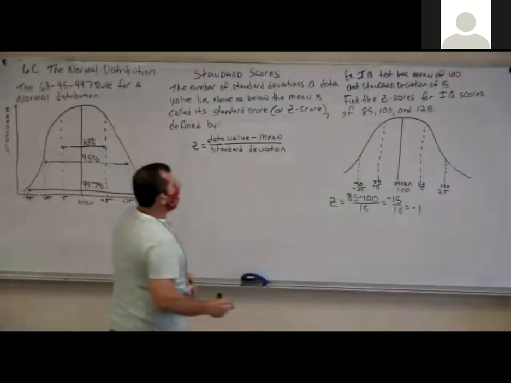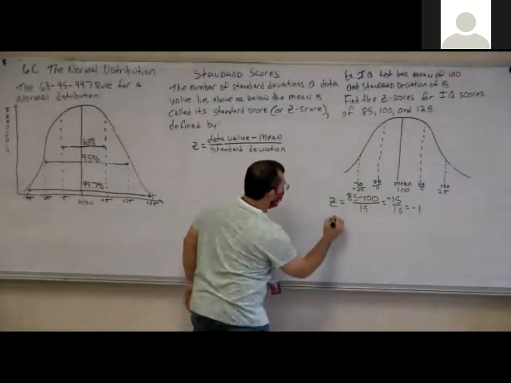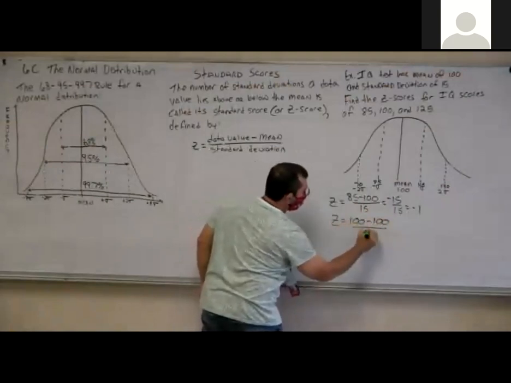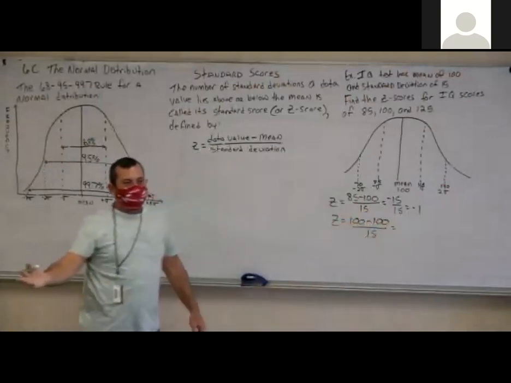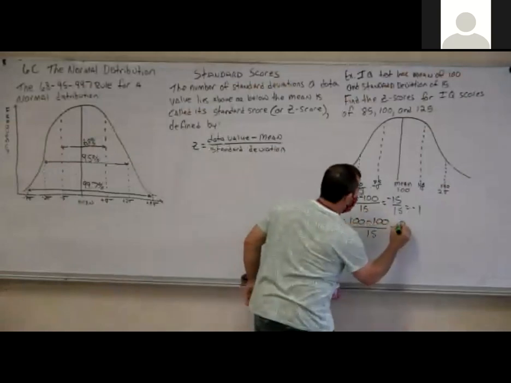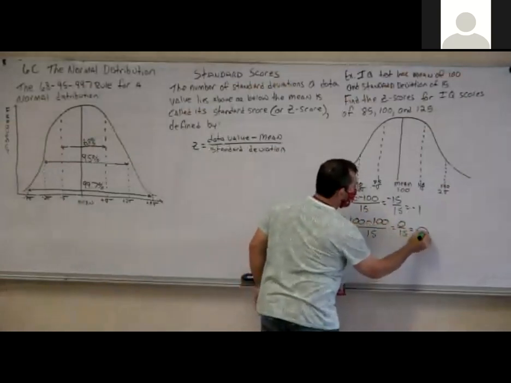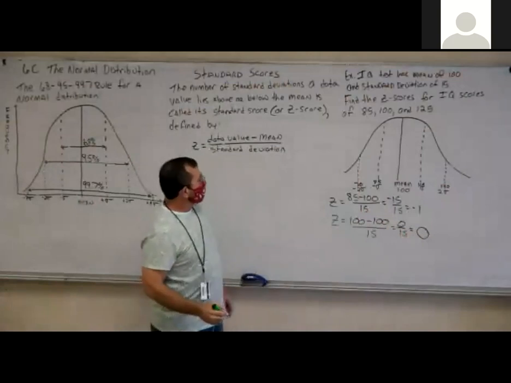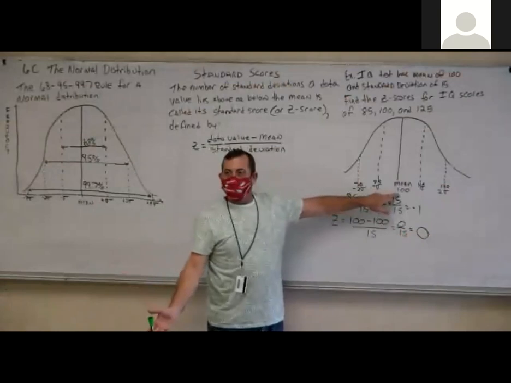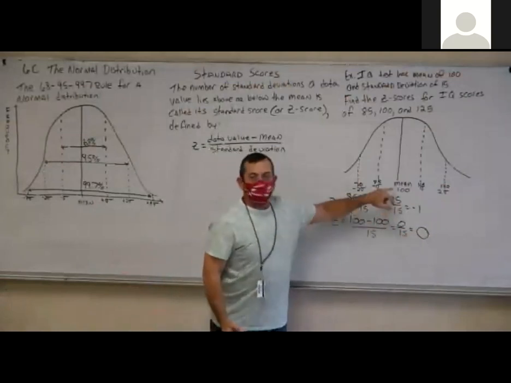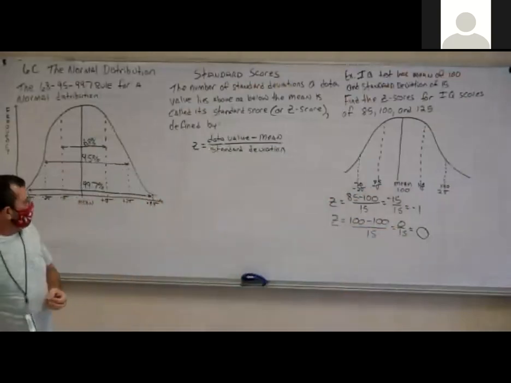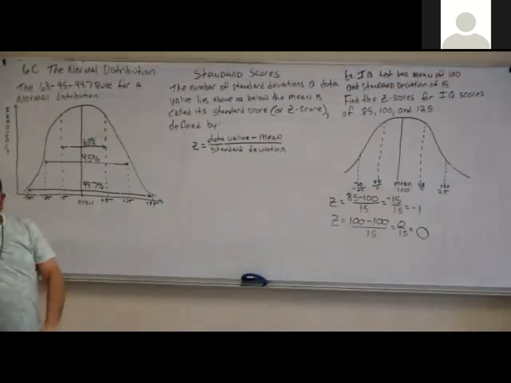100. So we know right here is sitting at my 85. So if I do 100, I have 100 minus 100 over 15. Well, that's a 0 over 15, which is 0. But guess what? 100 is my mean. So any score that's 100 isn't deviating from the mean because it is the mean, right? So it would have a z-score of 0.